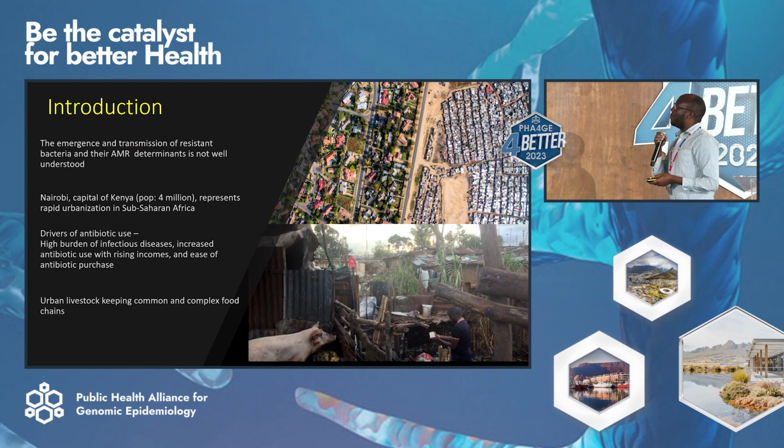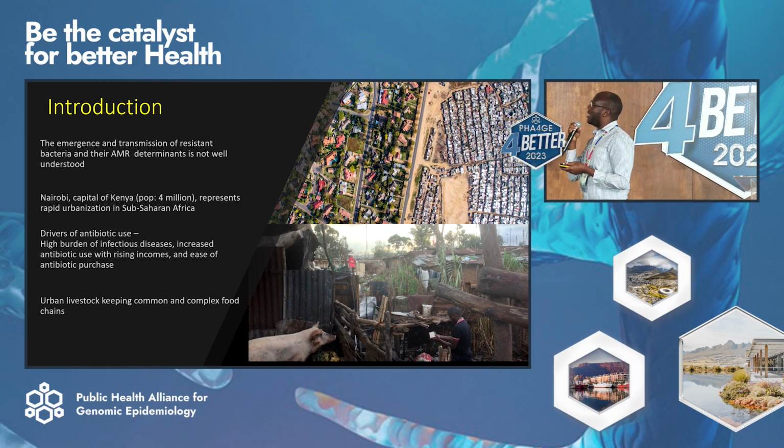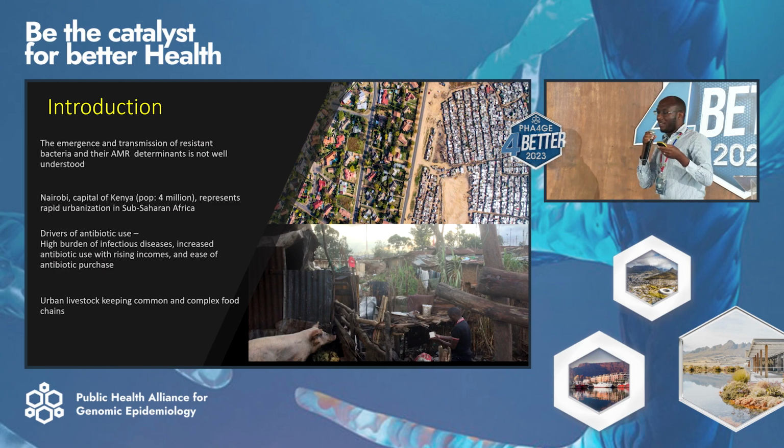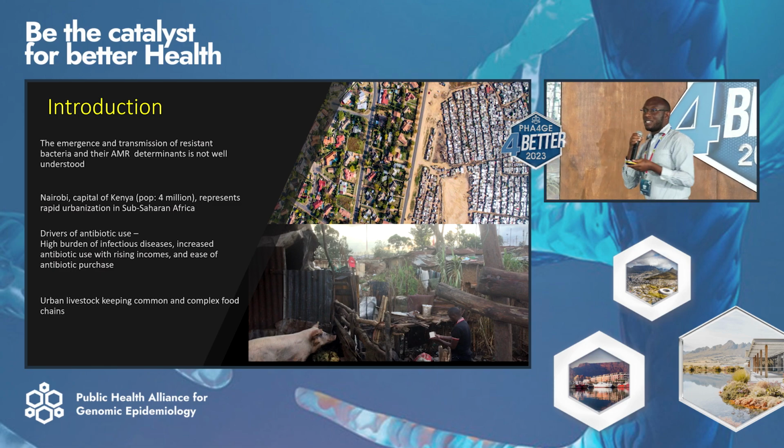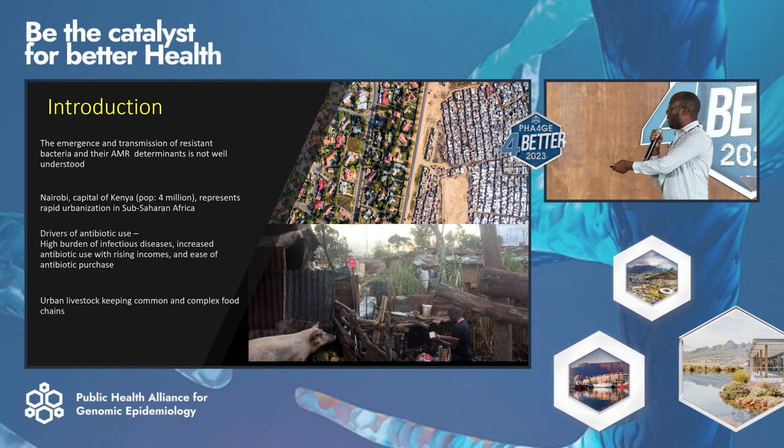So, again, tying up to AMR, all of us know AMR is the next big thing, and we should be very much worried about resistance of bacteria. And to study the transmission of pathogens at these interfaces, we chose Nairobi, which is the capital of Kenya, and Nairobi typifies any other LMIC city, be it Dhaka, be it Lusaka, whatever it is. It's a system where we have high disease burden, high antibiotic use due to rising incomes, ease of antibiotic access, and all that.